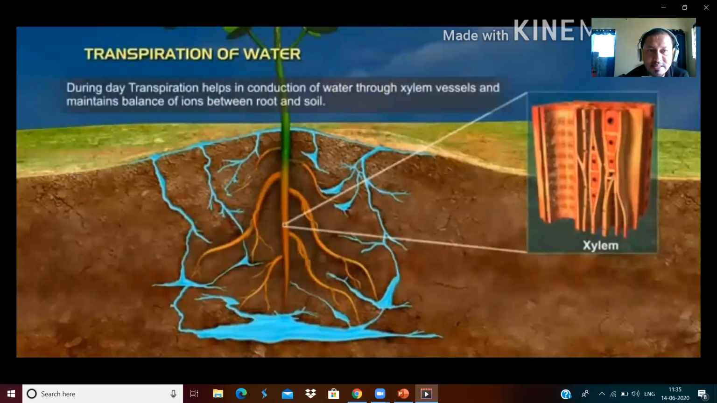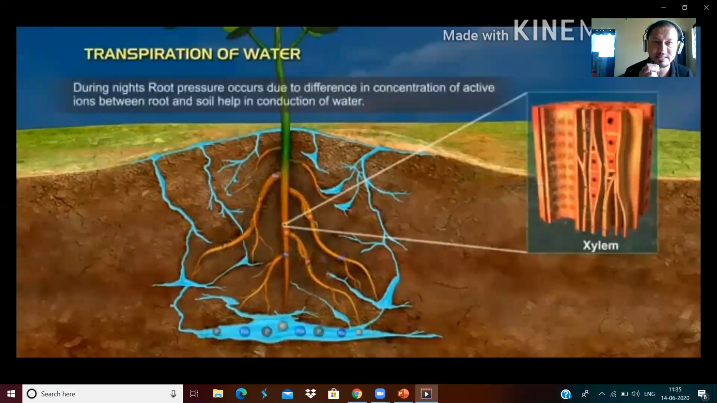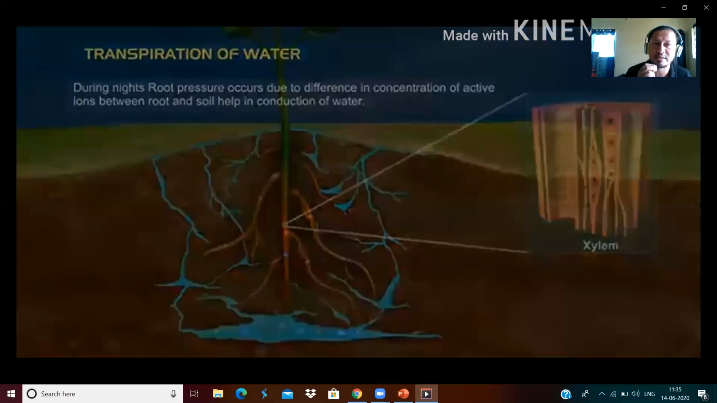Now, during the daytime, transpiration is the way through which water conduction happens in the plant, which maintains the balance of ions between the roots and cells. Whereas at night, it is the root pressure, or the suction pressure, created by the difference in the concentration of active ions between the root and the soil.